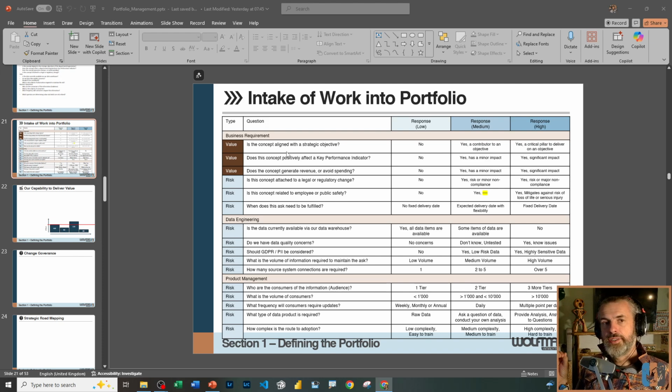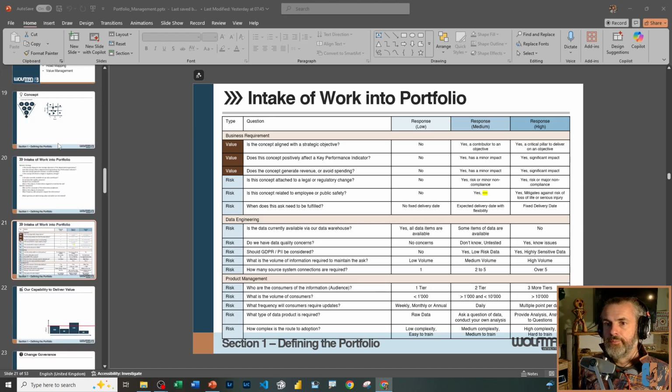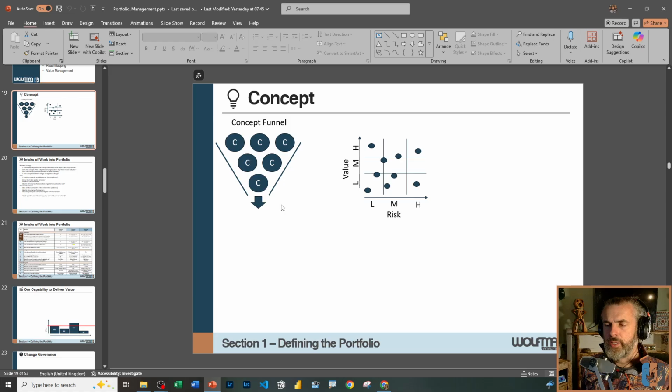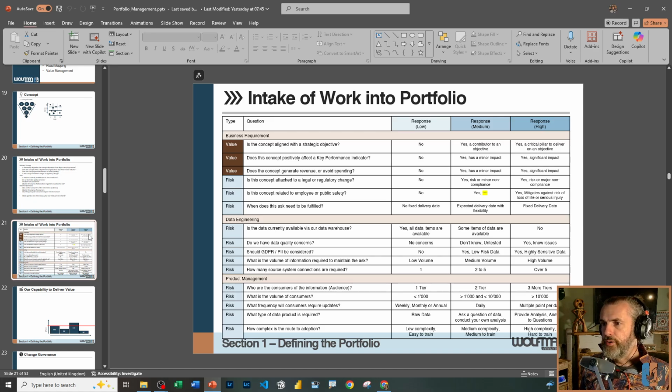And what we'll do is we'll take those and we will create a list of demands, and we can start to work through those demands and assess the risk against it. The output from this will hopefully look something like this, where we've got the concept funnel. So this is what we'll generate using the large language model. But then the output will be a prioritization matrix of stuff that we want to bring into the portfolio. So this is a bit of fun.